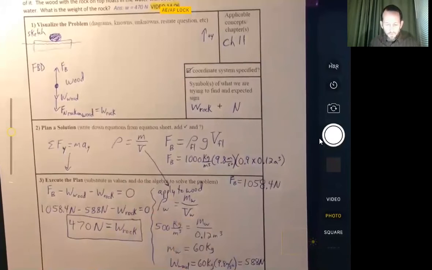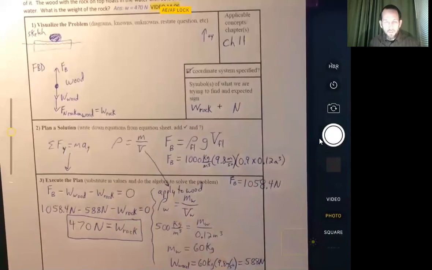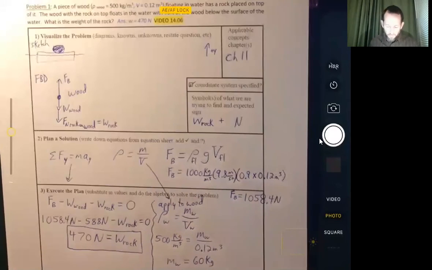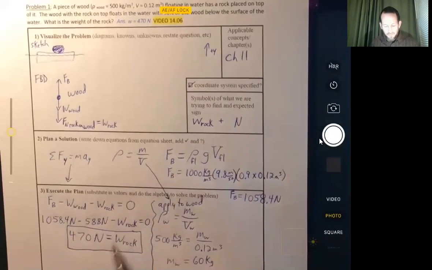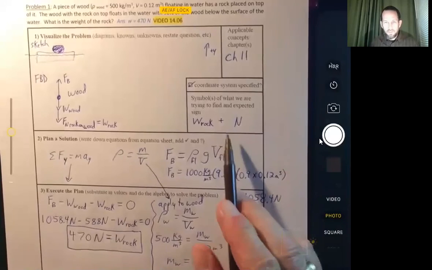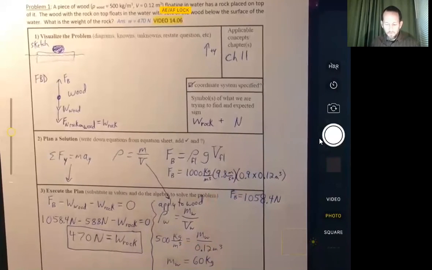All right, so is the solution complete? Look back at the question. They only asked us one thing, so yes, the solution's complete. Is the sign of the answer correct? And we look here, we have a large number minus a smaller number, so we get a positive number. Here we have a negative sign. We add W rock to both sides. It came out positive. We expected it to be positive anytime we're using Newton's second law. We're finding magnitude, so the sign is correct.